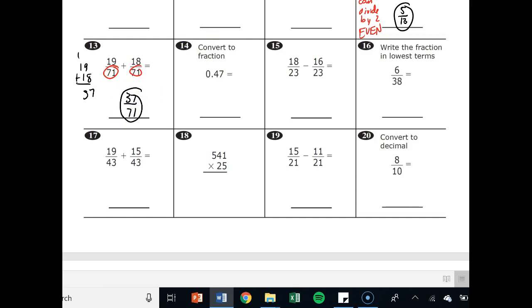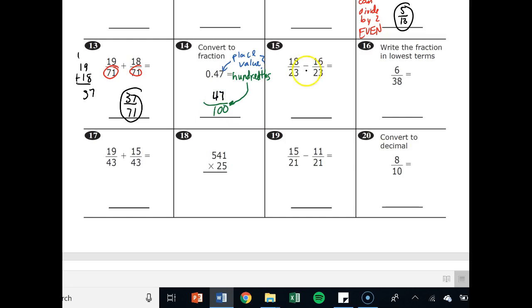Problem like number 14, you ask yourself, hey, if I want to convert a decimal to a fraction, what place value is this? And you just ask yourself, okay, what place value is that number in? And the answer is, it's in the hundredths place value. So because it's in the hundredths place value, I'm going to put it over 100. So my answer is 47 over 100 as a fraction, right?